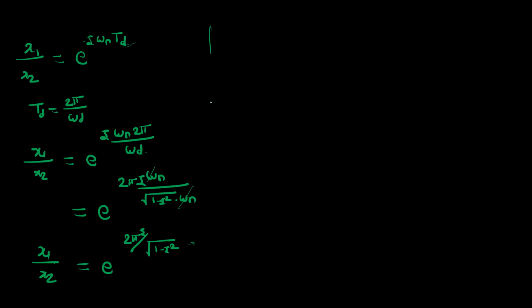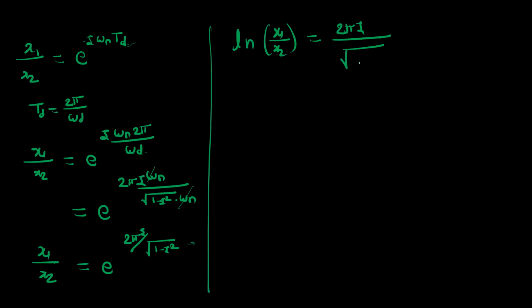And now you can take the natural log. So ln x1 upon x2 will become 2 pi zeta upon square root 1 minus zeta square. So this is the final equation. This value ln x1 by x2 is written as delta, that is the logarithmic decrement.